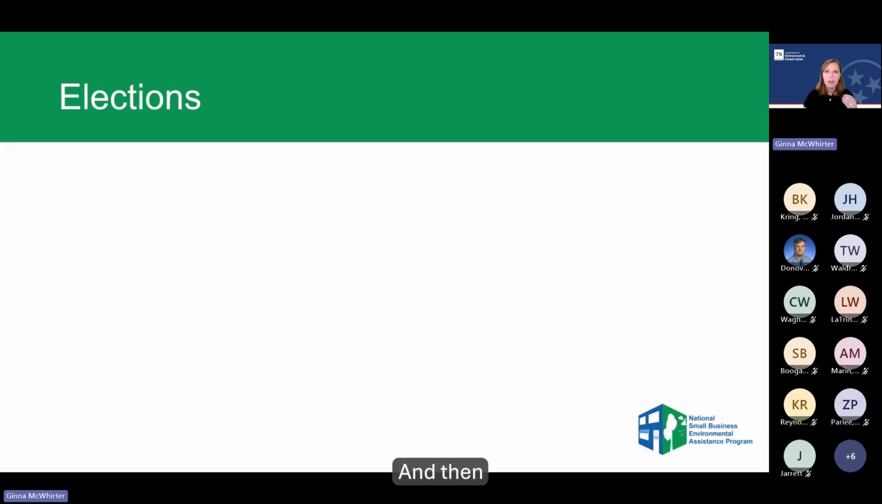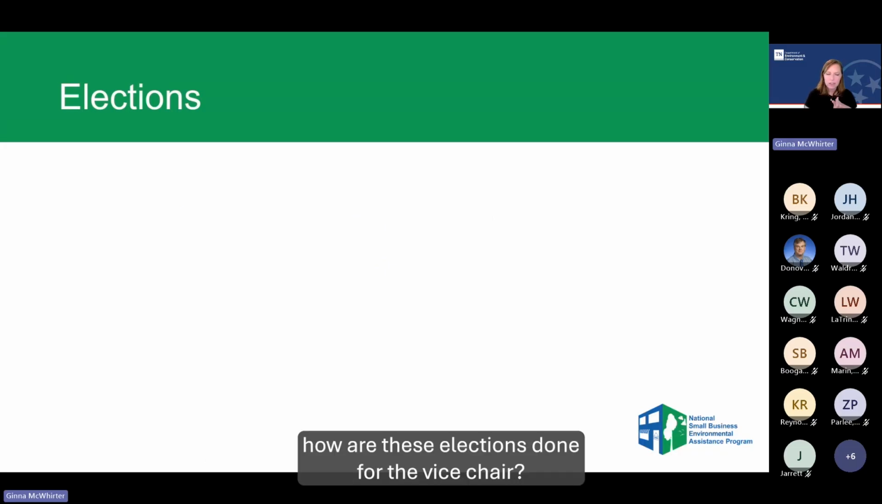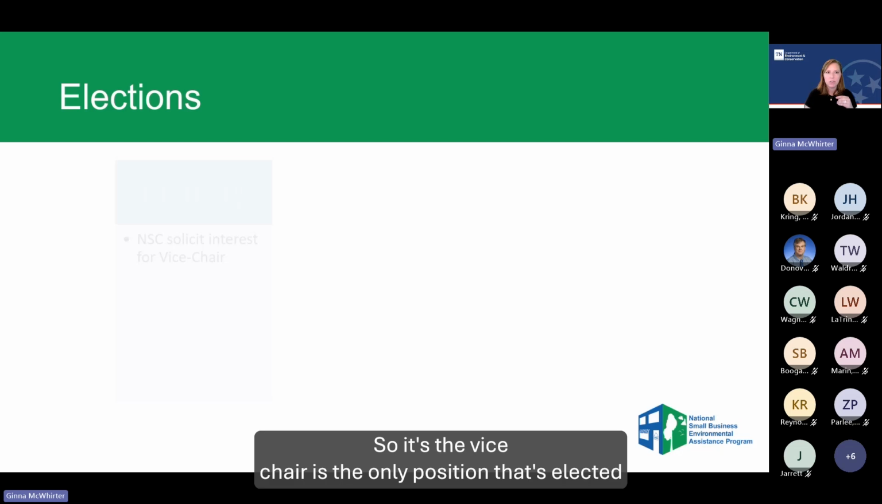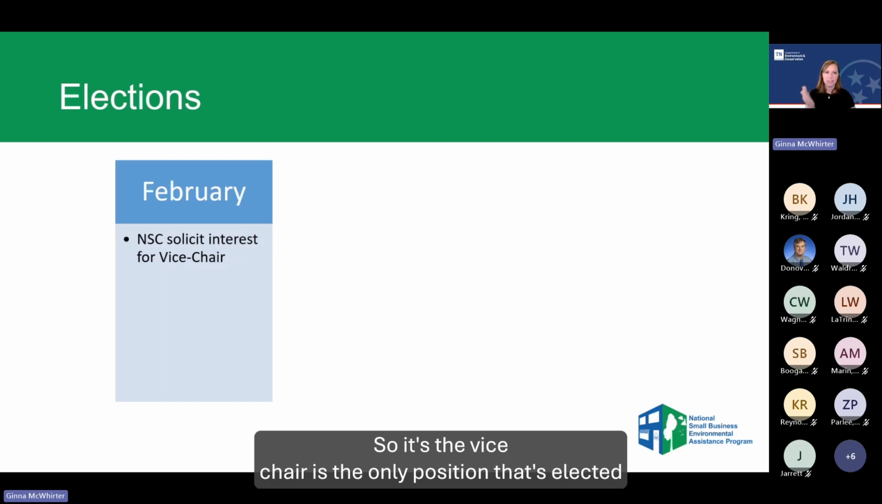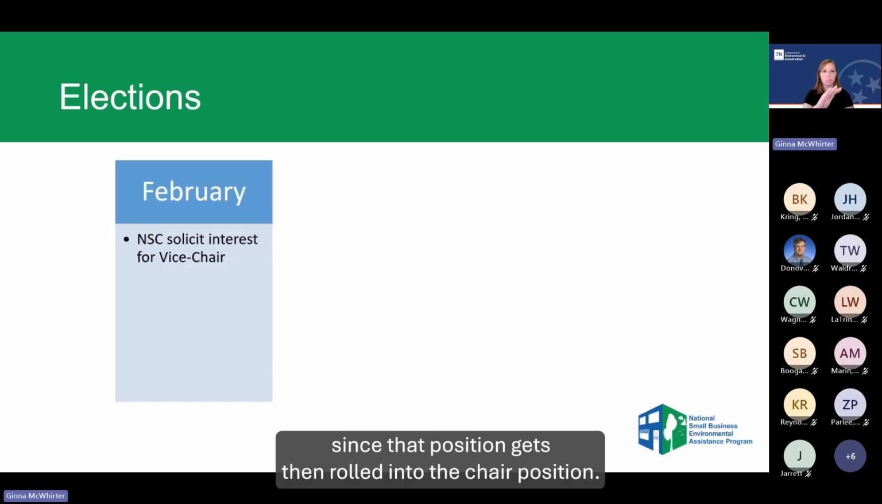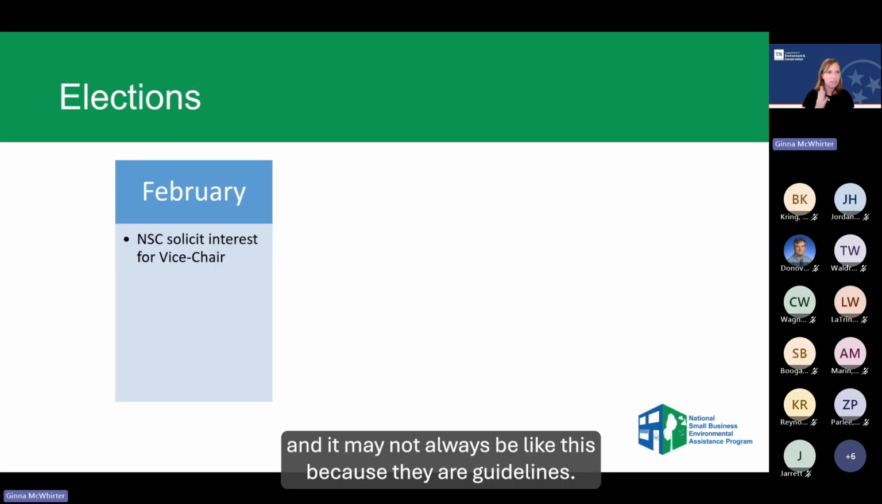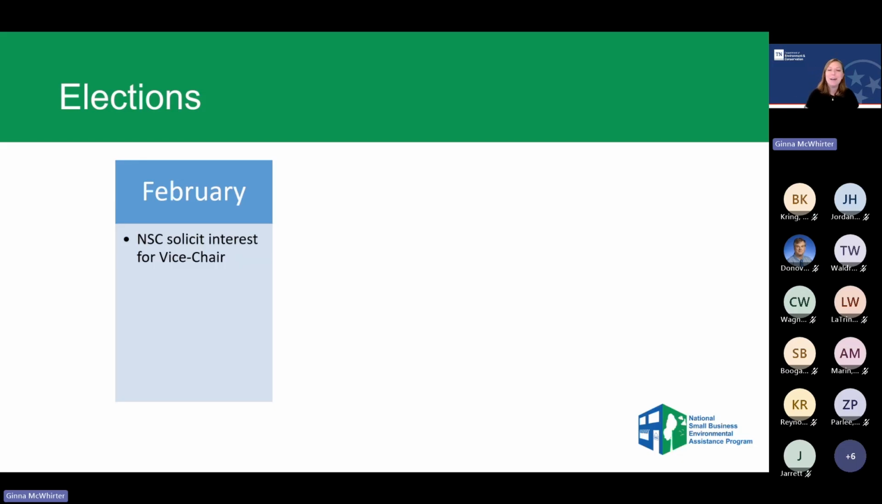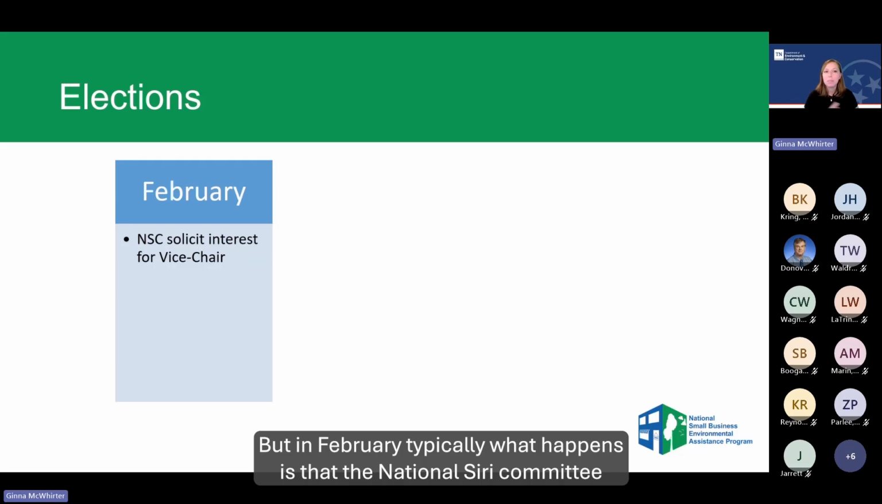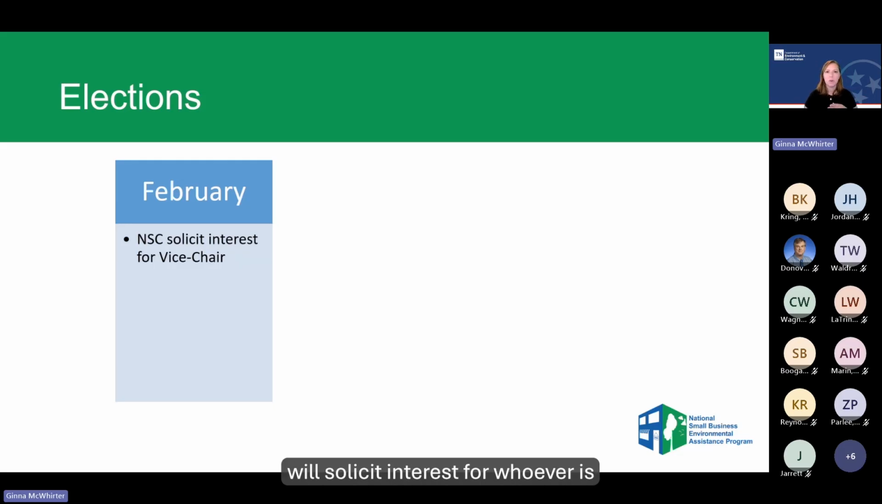And then how are these elections done for the vice chair? The vice chair is the only position that's elected, since that position gets rolled into the chair position. So what typically happens, and it may not always be like this because they are guidelines, is that in February the National Steering Committee will solicit interest from whoever wants to fill that role for vice chair.